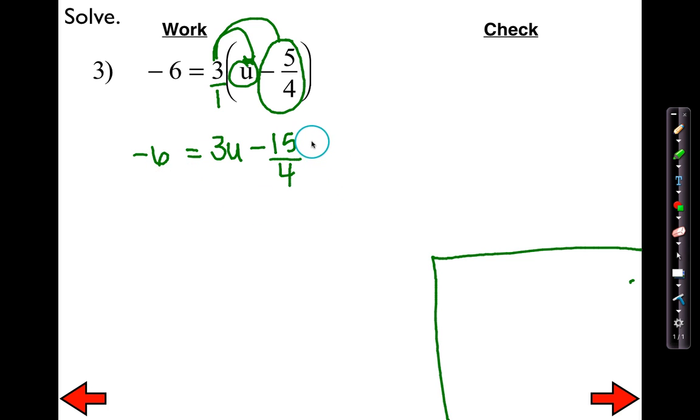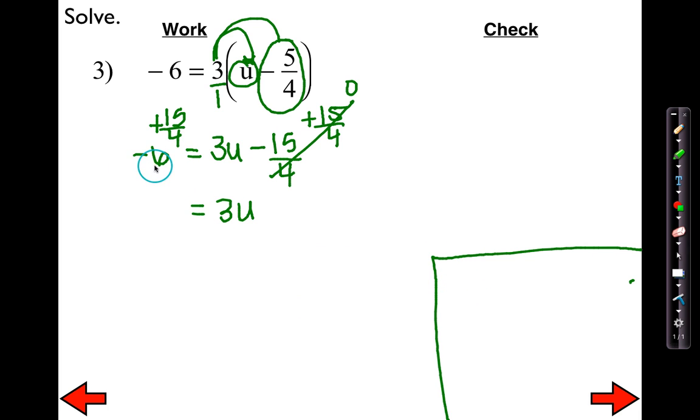Okay, now, just like before, after we've distributed, we're going to get rid of the constant by undoing addition or subtraction. So I'm going to do that by adding 15/4 to both sides. These are additive inverses, creating 0, which is exactly what I need, because now I'm just left with 3U, which gets me closer to isolating U. I'm also going to add 15/4 to this side. So let's work it out.